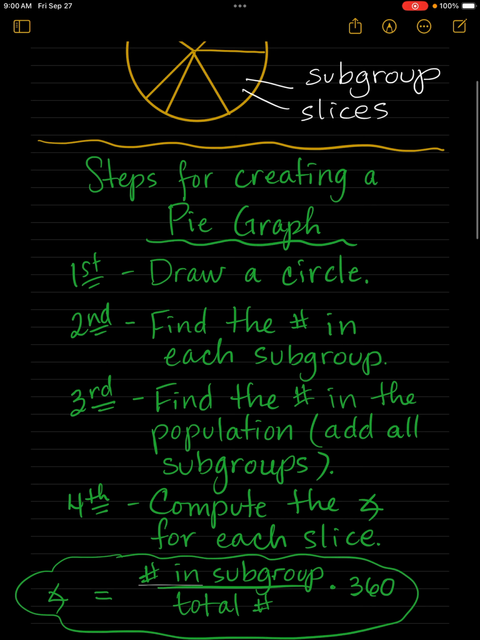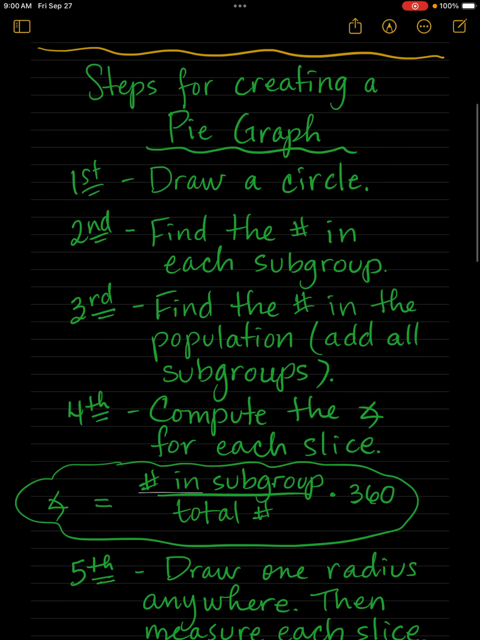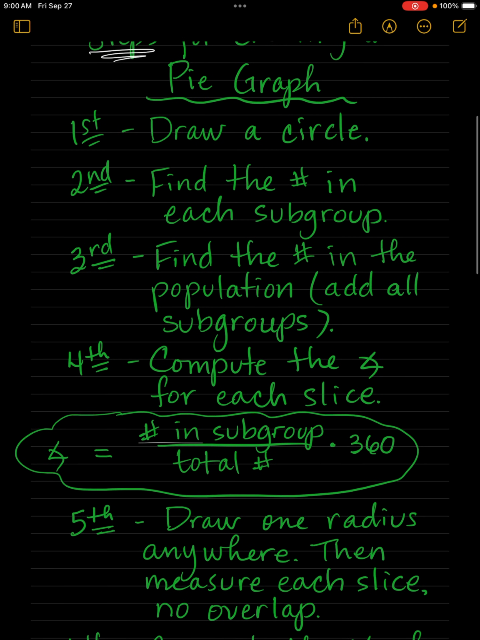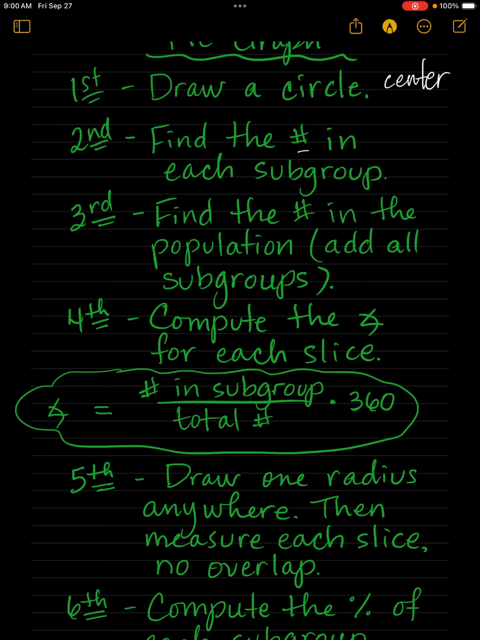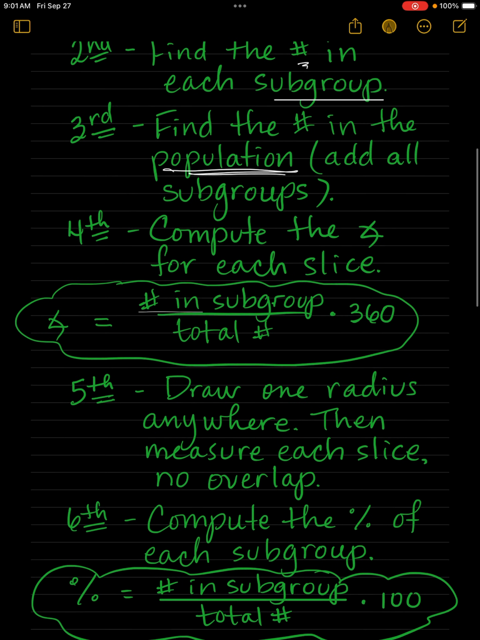Let's go into the steps, and then I'll show you how to apply the steps. Looking at our steps, you want to draw a circle. Your circle's probably already drawn. And definitely have the center of that circle identified. Find the number in each subgroup. Then add all the subgroups, and that gives you the total number in your population.